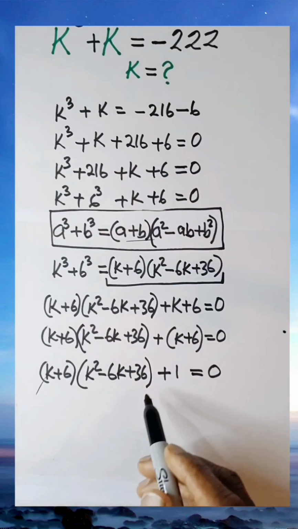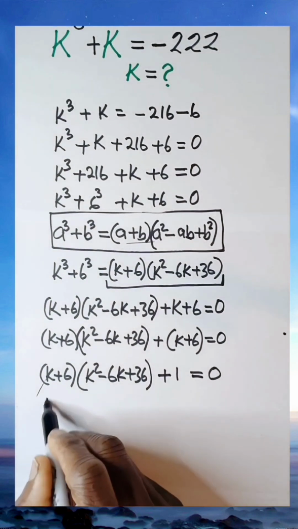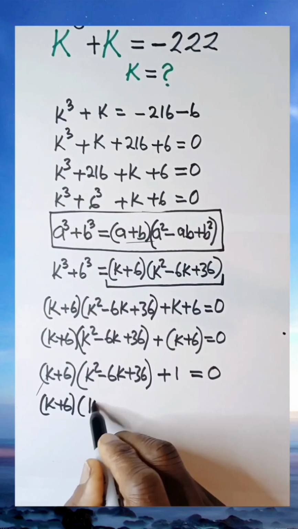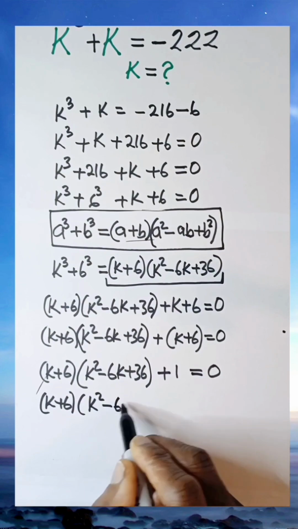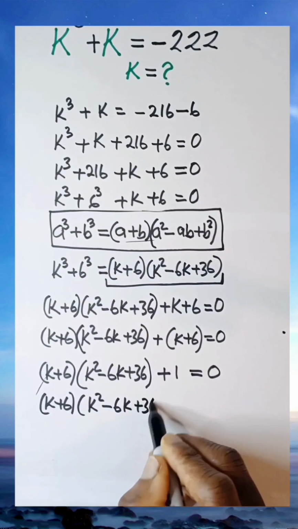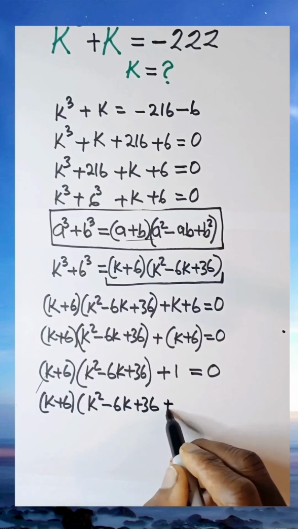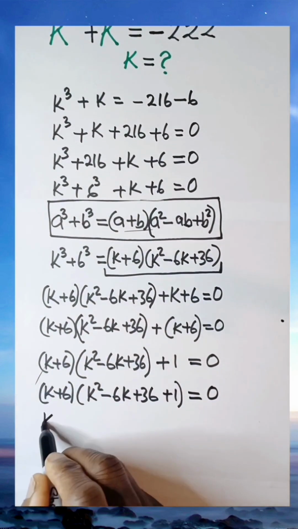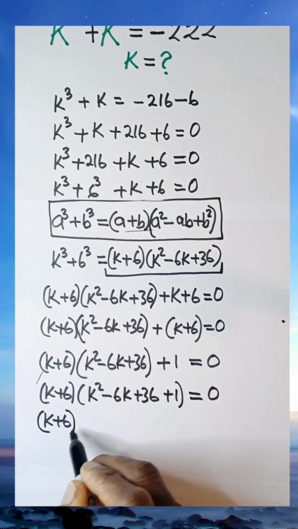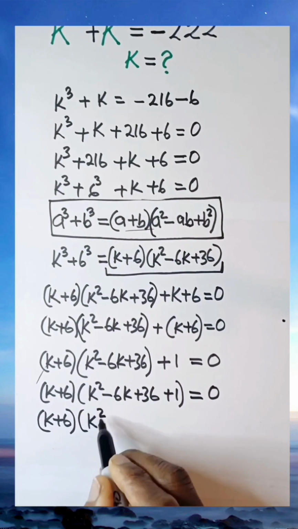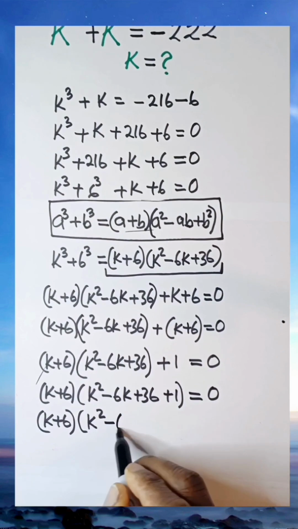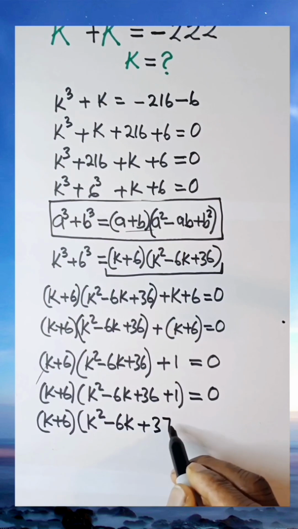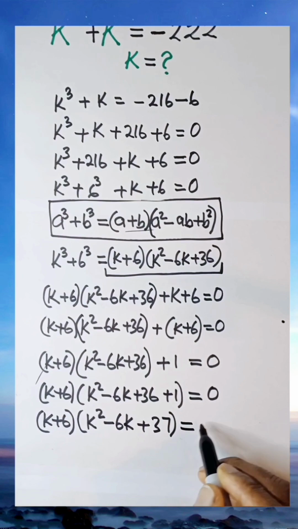We are going to open this parenthesis. So we will have k plus 6 times k squared minus 6k plus 36. We open this parenthesis, then plus 1. This is equal to 0. So this will give us k plus 6 times k squared minus 6k. 36 plus 1 will give us 37. And this is equal to 0.